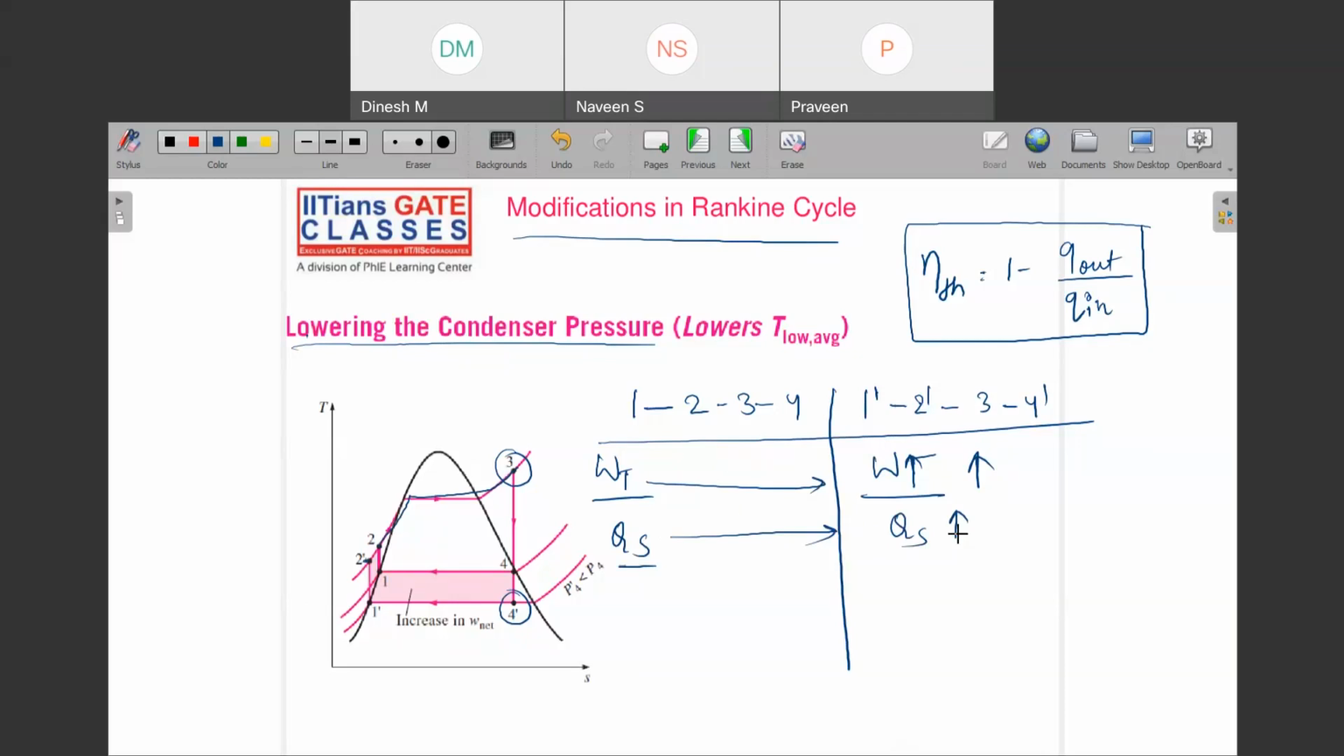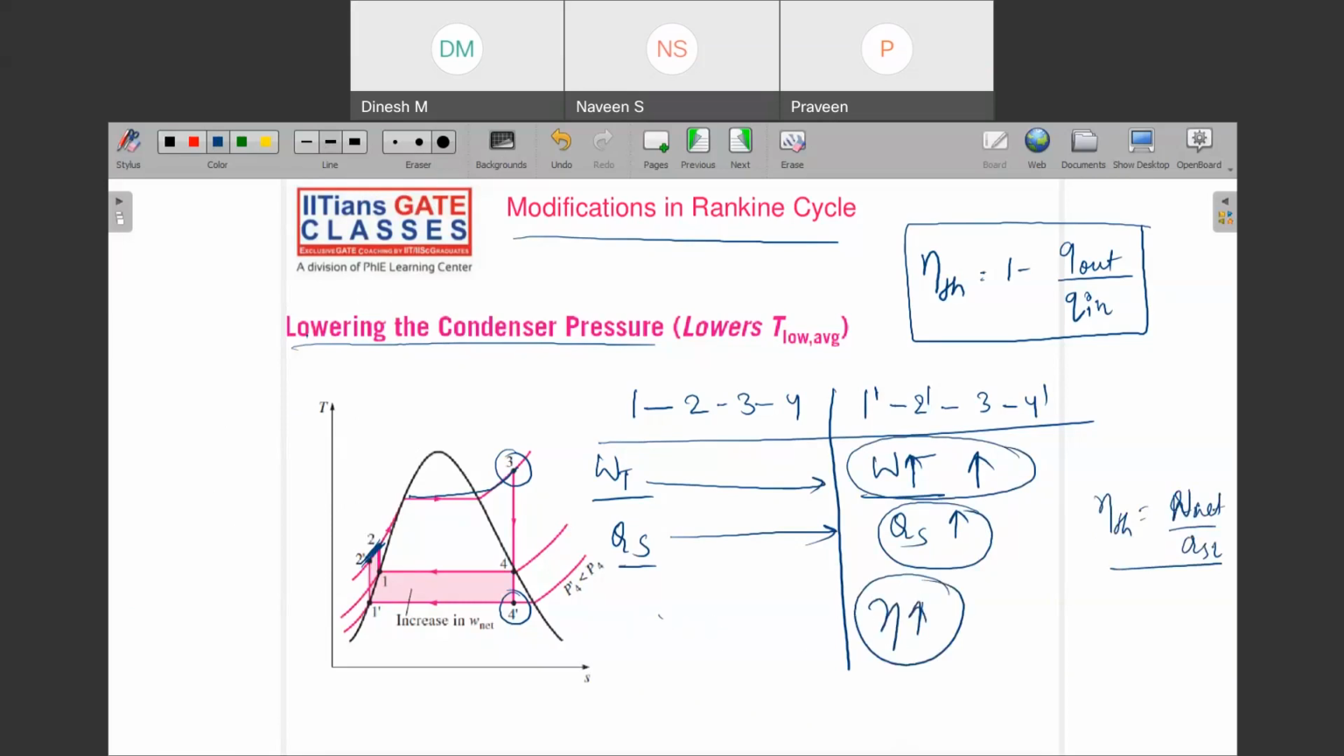So heat input requirements have also increased, and the turbine work has also increased. But can you see that this increase is very small? Can you analyze that this increased part is very small? So this magnitude is less and this magnitude is higher. Then again my thermal efficiency is nothing but W net upon Q supplied. So what will be the effect upon efficiency? Your efficiency will be higher.